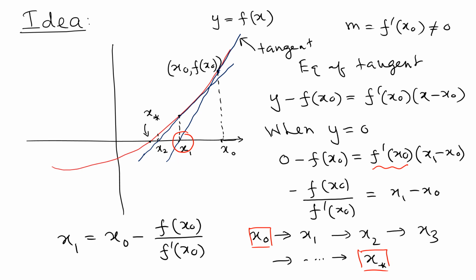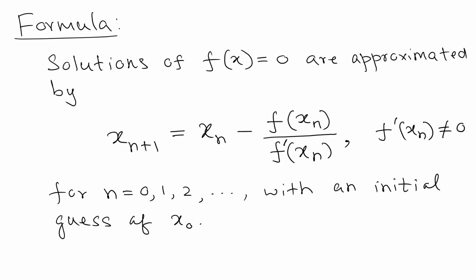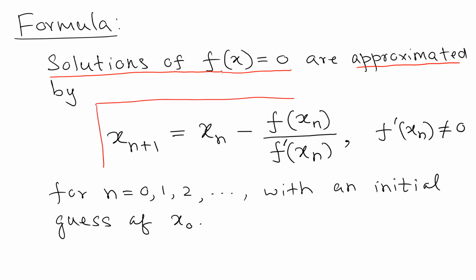So let's write all those formulas now. The solutions of f(x) equals 0, which is what we're trying to solve, are approximated by this equation. It never gives the exact values, only approximations. This is what we normally call an algorithm. So this is the algorithm for that.